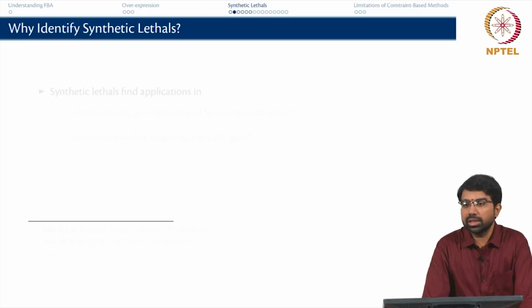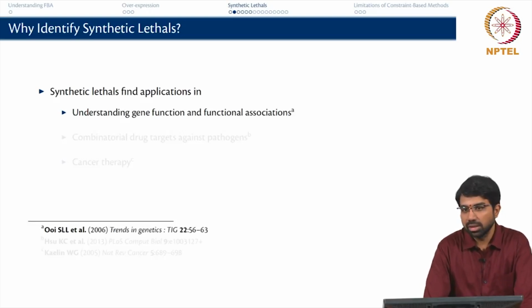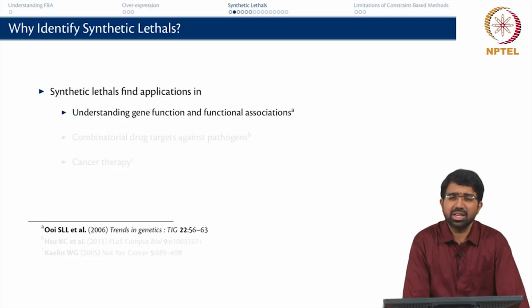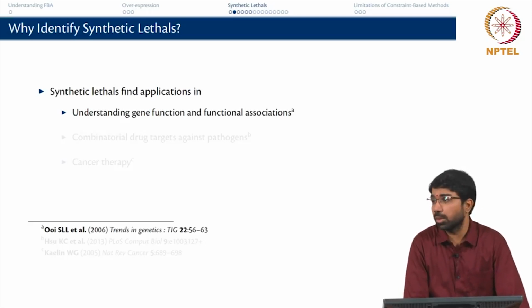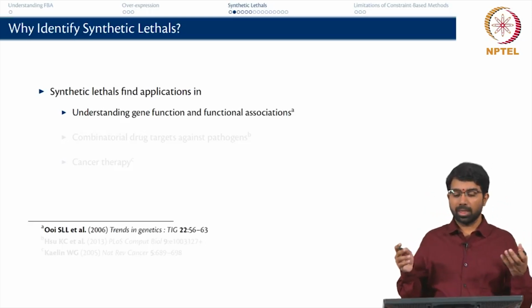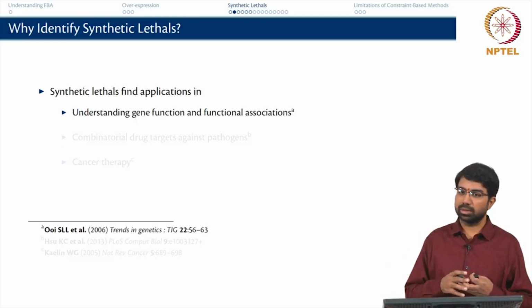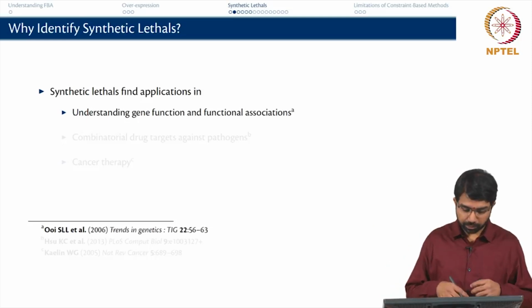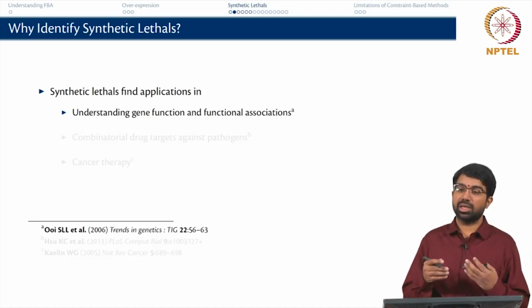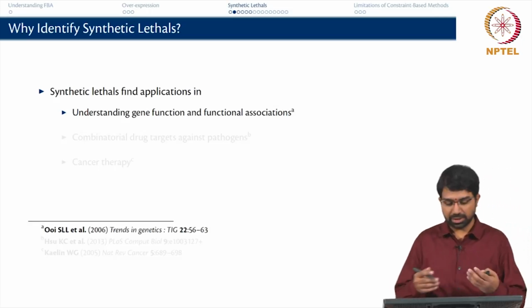So, why do we need to identify synthetic lethals? What are the use cases? First, it helps us understand gene function and functional associations. It is kind of easy to find out which genes are isozymes for one another, but through this analysis you can find two reactions that are in different subsystems that could potentially be compensating for one another. So, it is possible to find genes or reactions that are far apart which can compensate for one another.